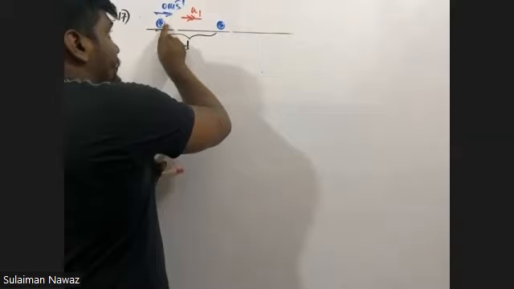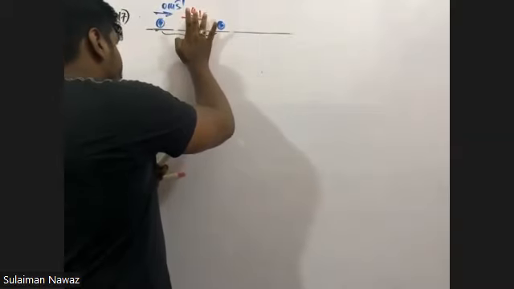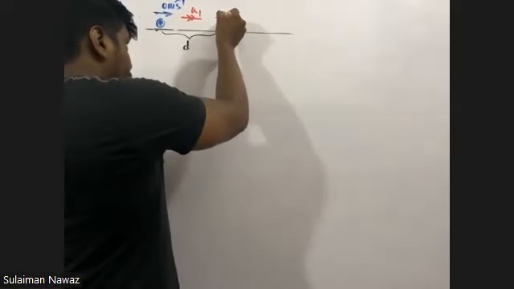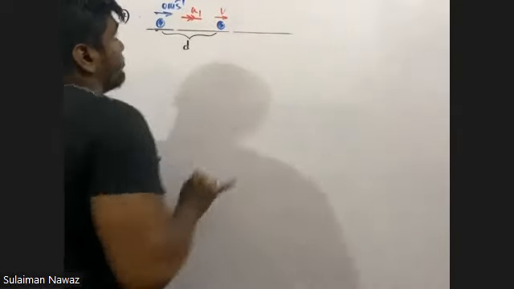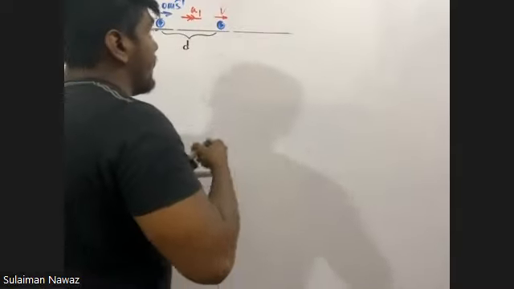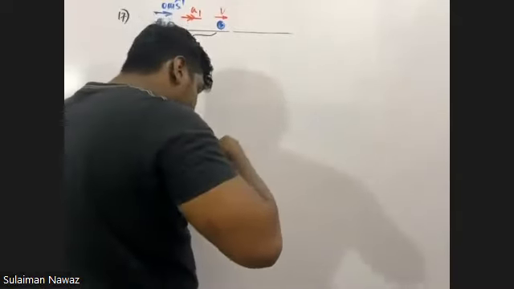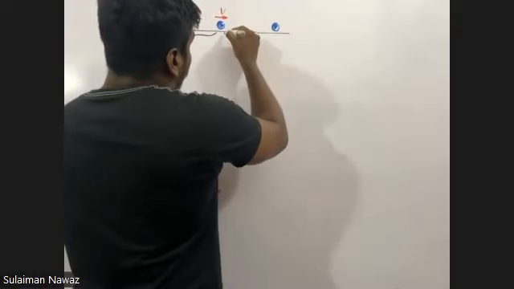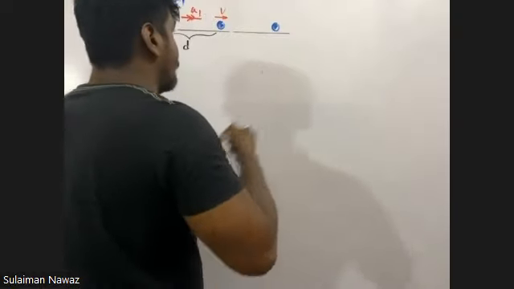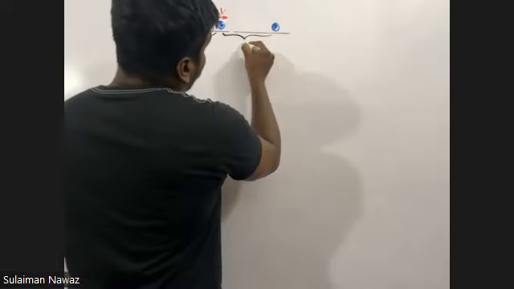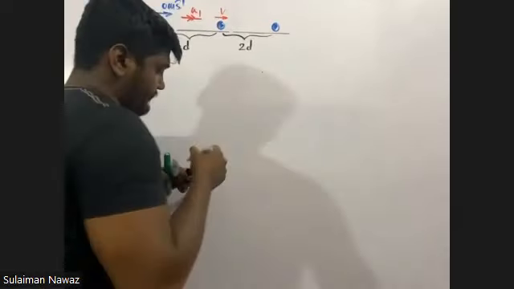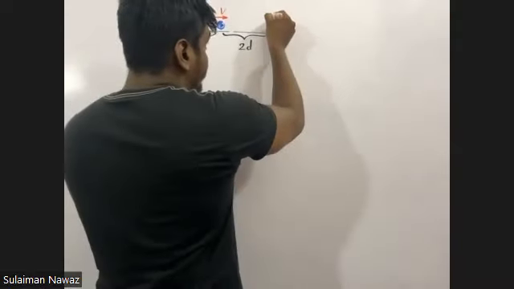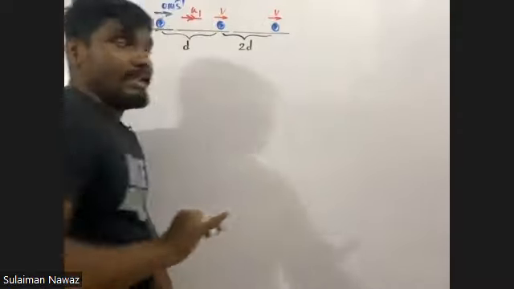After this object accelerated with acceleration a1, let's say this object obtained a velocity, I say capital V. Then they mentioned that this object continues its constant velocity motion for 2d distance. Here a1 and capital V are defined by myself.